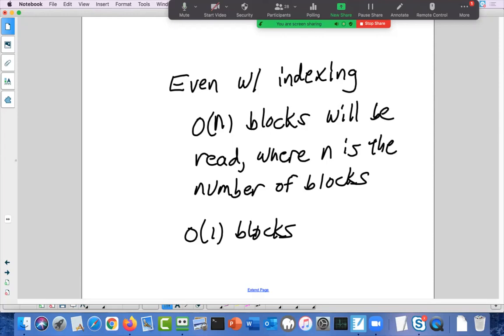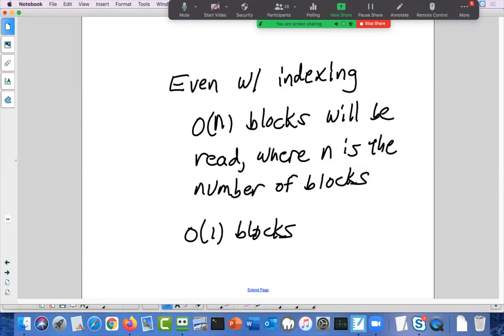Would it be fair to say the goal of indexing is to minimize the number of blocks read while still getting all the data required for a given query? That would be a perfect way to state it. The goal of indexing is to minimize the number of block accesses while getting all the data that is required. That's the perfect way to think about it.